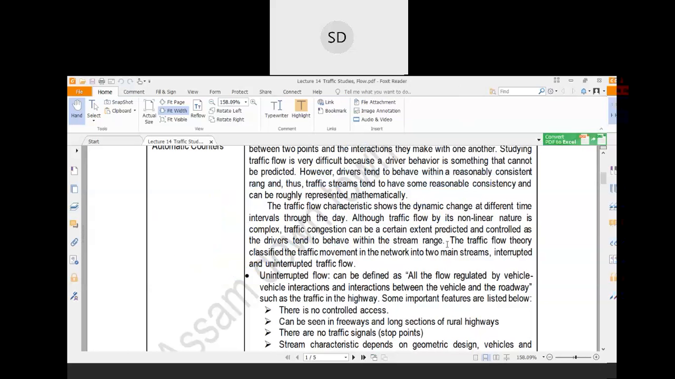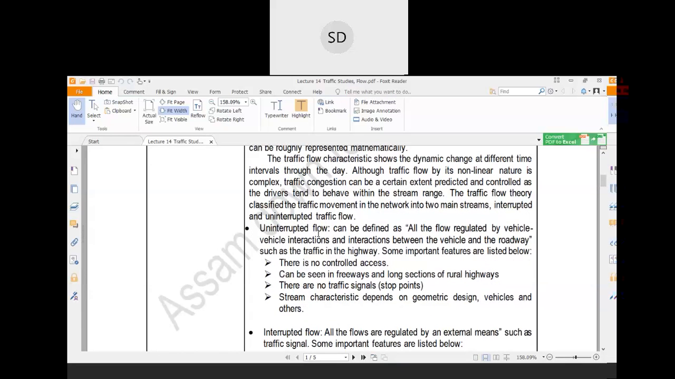Now the traffic flow theory classifies the traffic movement in the network into two main streams. One is interrupted flow and another one is uninterrupted flow. Uninterrupted flow can be defined as flow regulated by vehicle to vehicle interactions and interactions between the vehicle and the roadway, such as the traffic on a highway.